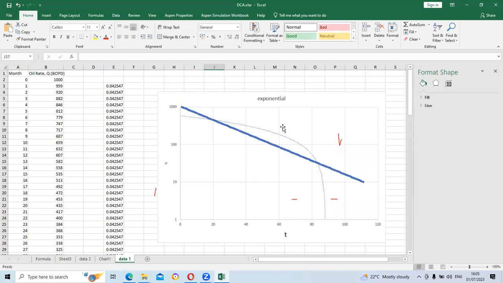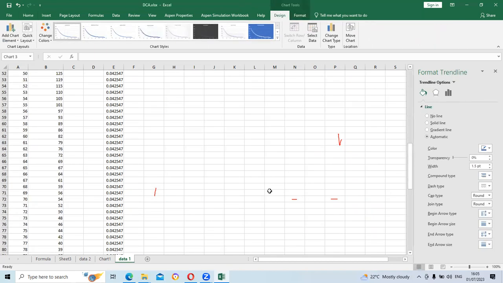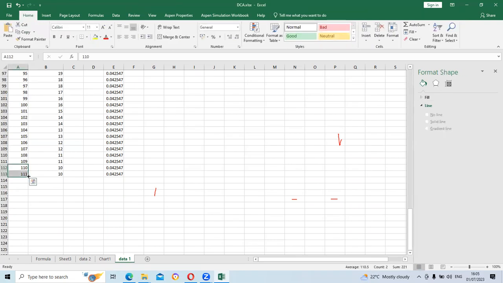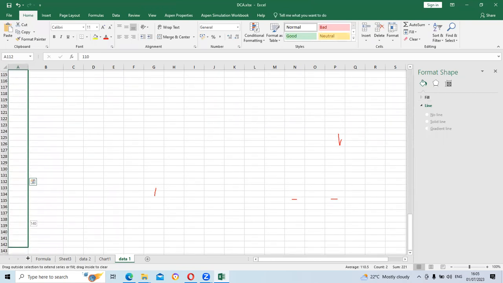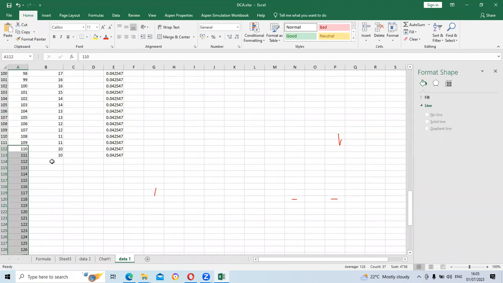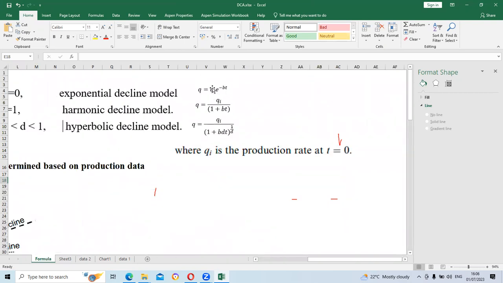Now, how do we use this value of B to do our prediction? They have predicted for 111 months. So let's see how we can do prediction for more than that. Let me add another month there, maybe 100 or even 200 and all of that. So from here now, I'm using this formula to do my prediction. This is the formula to predict the flow rate since I already know the value of B.